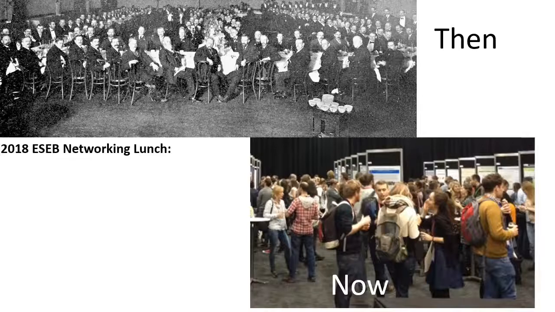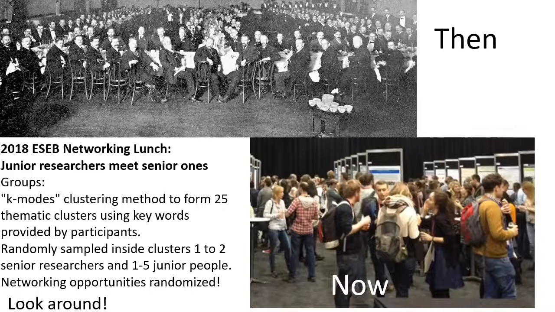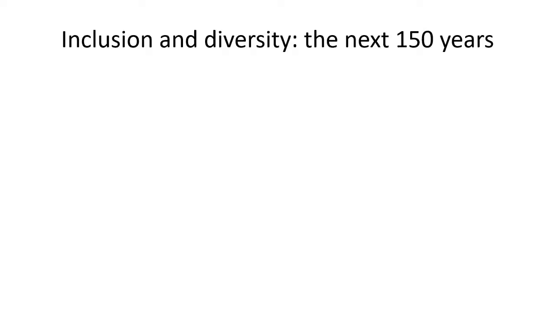I took part in the networking lunch yesterday where junior researchers meet senior researchers and talk about mentoring in their fields and advice. And I got this as the algorithm for creating groups, which was a clustering method to form 25 thematic clusters based on keywords supplied by the participants that were then randomly sampled for junior and senior members. And so, wow, this is cool. This is like networking opportunities that are randomized. We have really come a long way. So, look around the room again, because I still think we have more places to go.